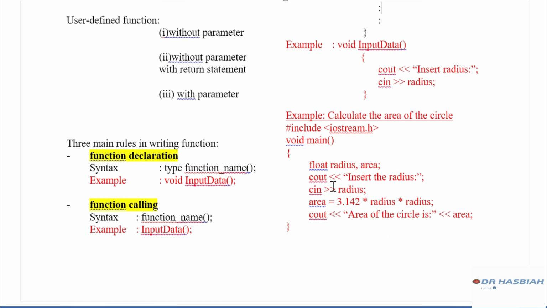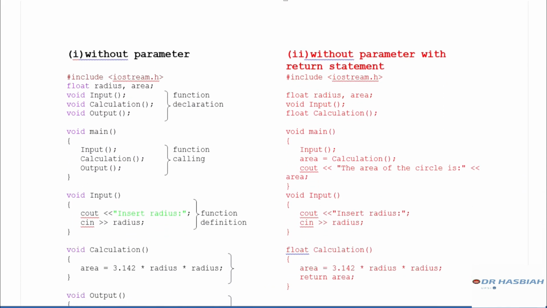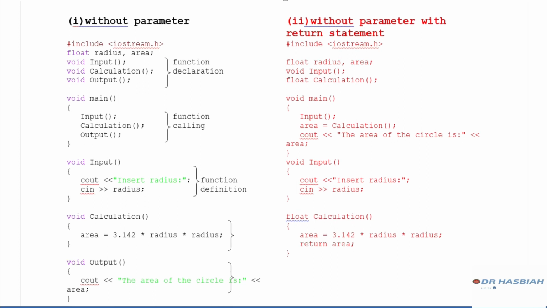So we can divide this void main into three tasks here: input, process, and output. Now you know the three main tasks that the function has to perform, so we can create the function in detail now. We want to see the function without parameter first. Just ignore the statements at the top first. We go to the definition here.